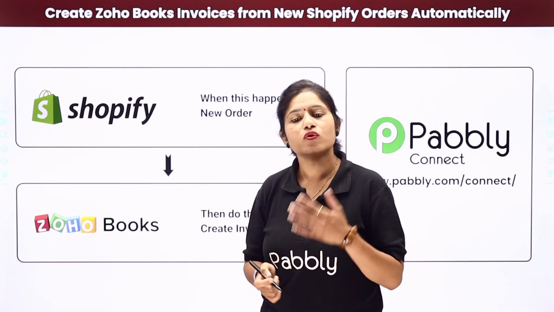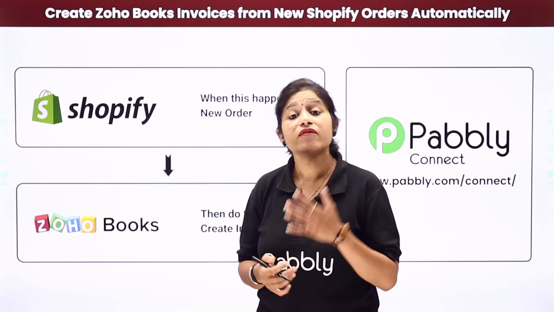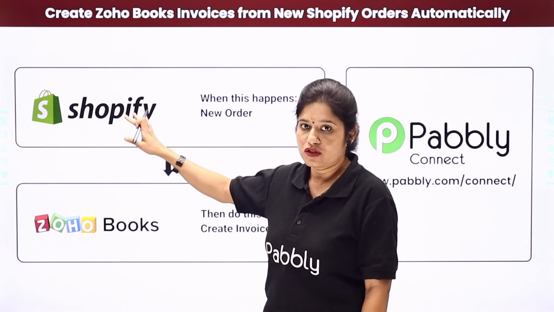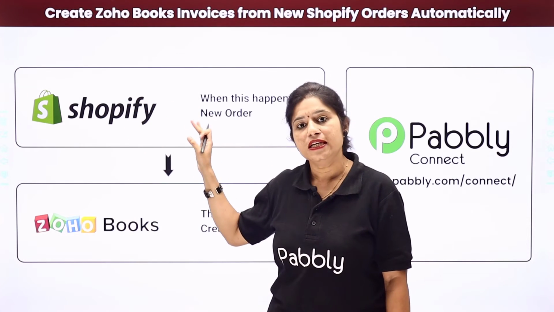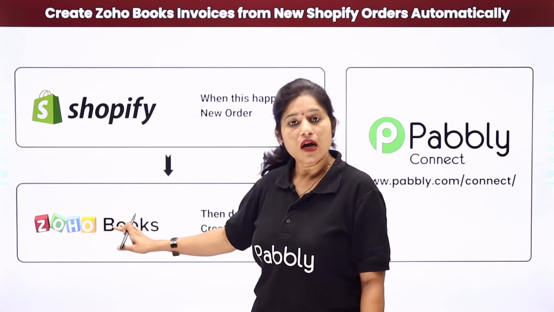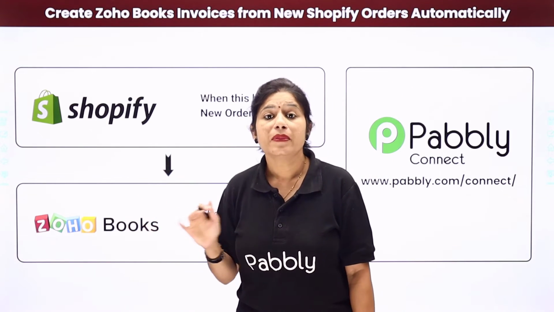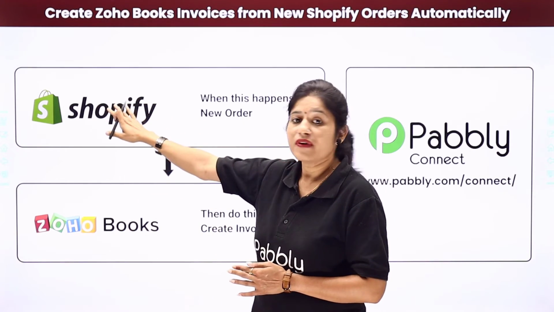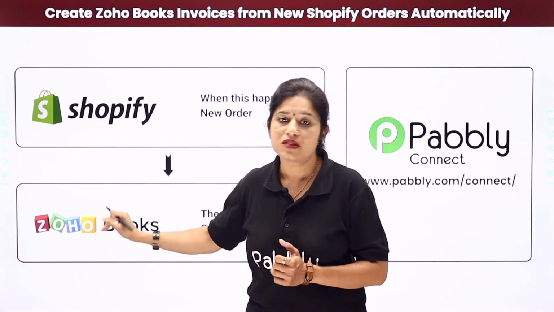The second option is to create an automation so that whenever you receive a new order on your e-commerce platform or on your Shopify store, automatically using the details of the order, a new invoice should be generated into your accounting software, that is your Zoho Books. But here a problem is that there is no direct connection between your Shopify store and your Zoho Books account.